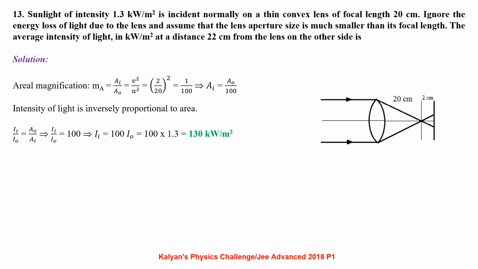Areal magnification M_A equals A_I by A_0, that is area of the image by area of the object, which can be written as V square by U square, that is (2 by 20) whole square, from which we get area of the image equal to area of the object by 100. Intensity of light is inversely proportional to area, so I image by I0 equals A0 by A image, that is I image by I0 equals 100, which gives I image equal to 100 I0, that is 100 into 1.3, that is 130 kilowatt per meter square.